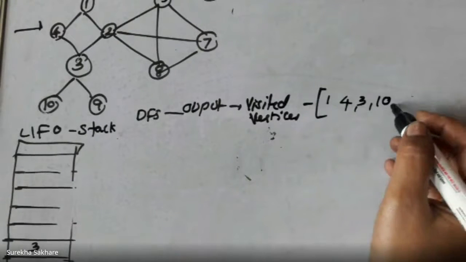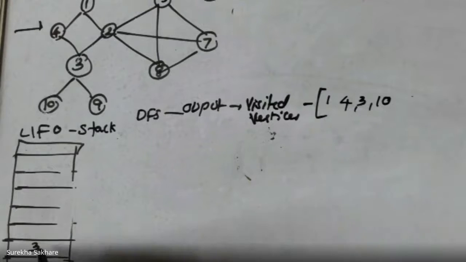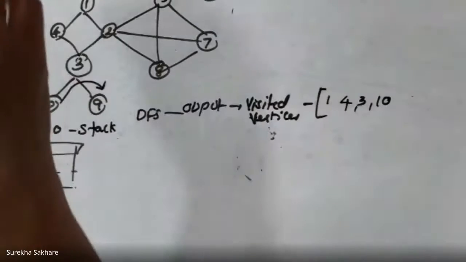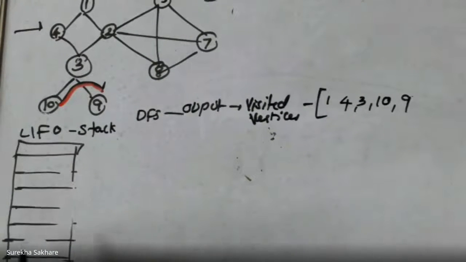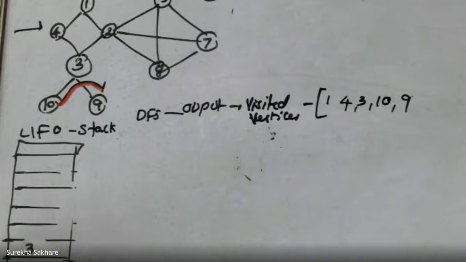So I come back to 3. Now who tells me to come back to 3? The pointer here, 10, asks me to come back to 3. So when I've come back here, I try to again explore 3. After exploring, I've come back to see the second adjacency, which is a 9. Now after 9, again I will come back to 3 and explore the 3.